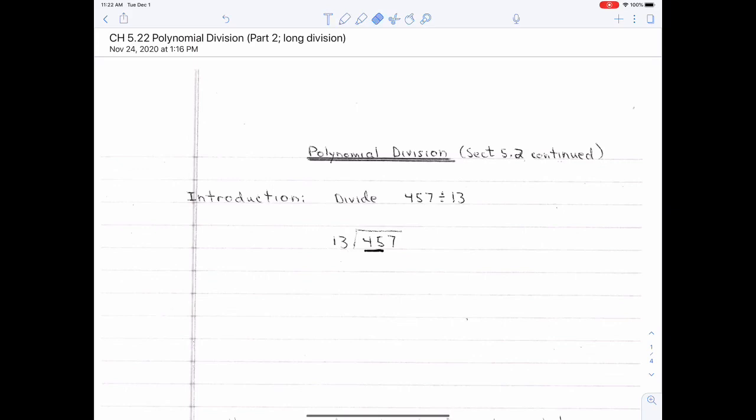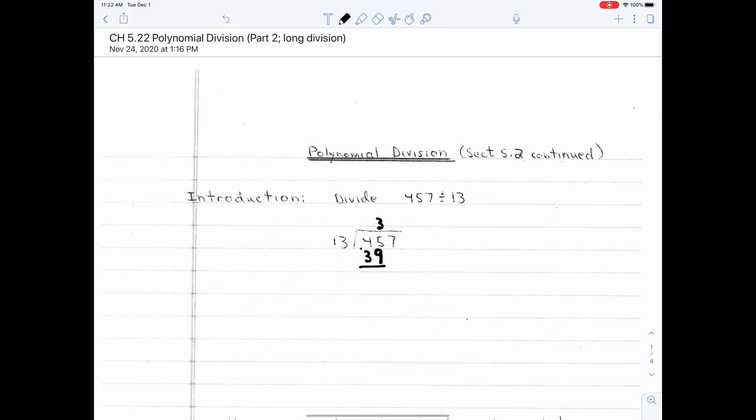But notice, you're not looking at the entire 457. You're just looking at the part that you need, essentially. So we'll put the 3 on the top, and then we'll multiply the 3 times the 13. And the 3 times the 13 is 39. Now what do we do? And I know this seems really stupid, but we subtract the whole thing.